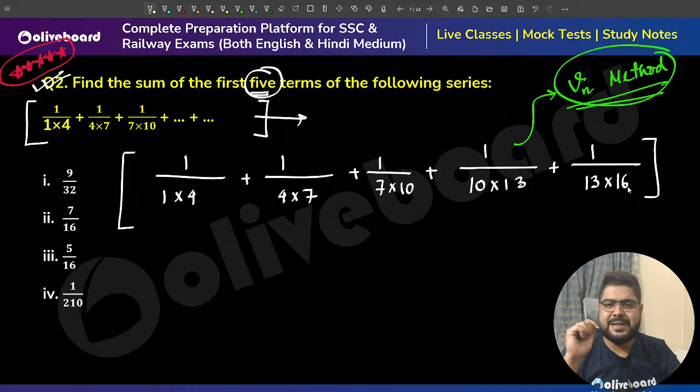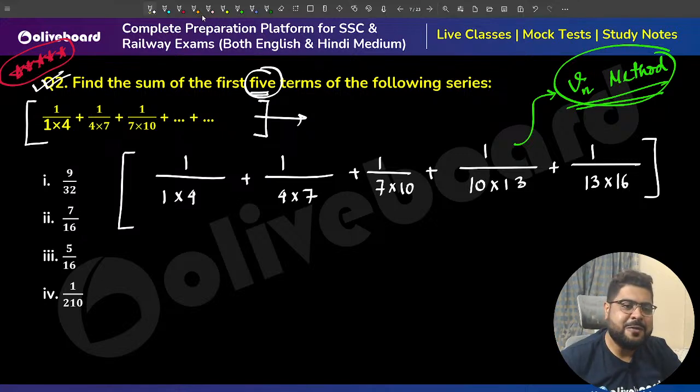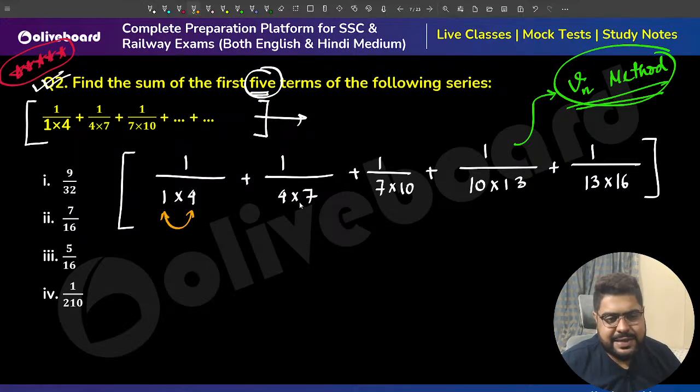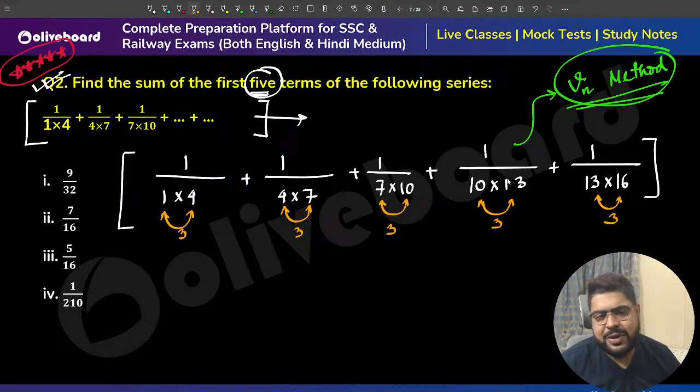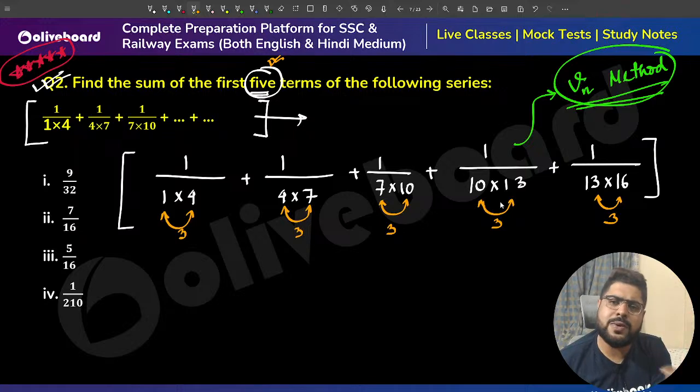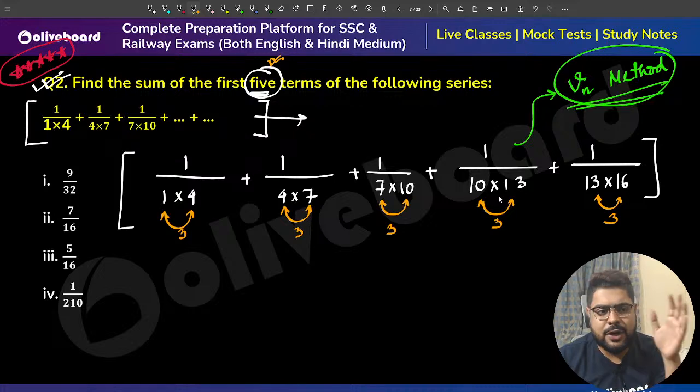You will say, sir, there are so many ways to do this. First, I'm showing you a couple of methods. You see, the difference in all of these denominators is only 3. We are taking only 5 terms. Do not worry about the other terms also. Once you understand the concept, it is the same. It does not matter whether it is 5 terms or 50 terms.